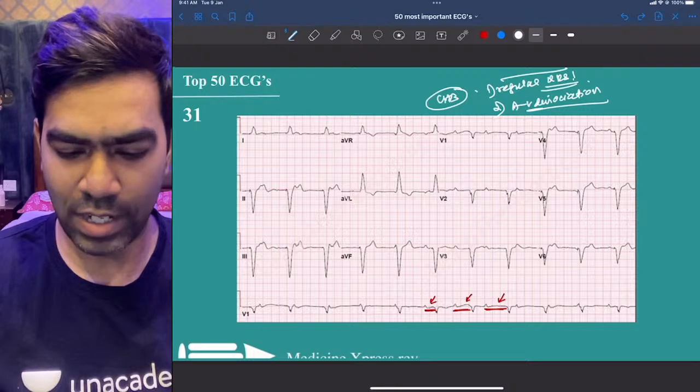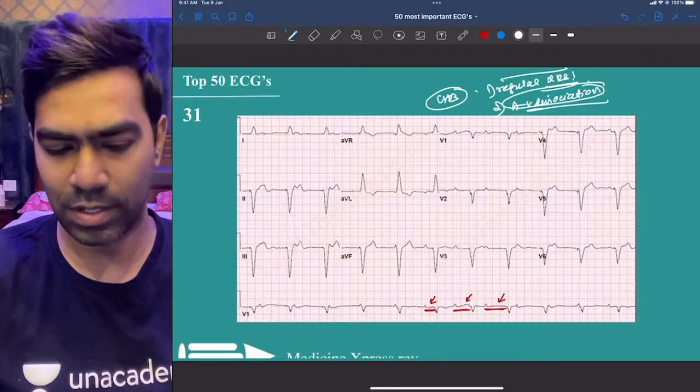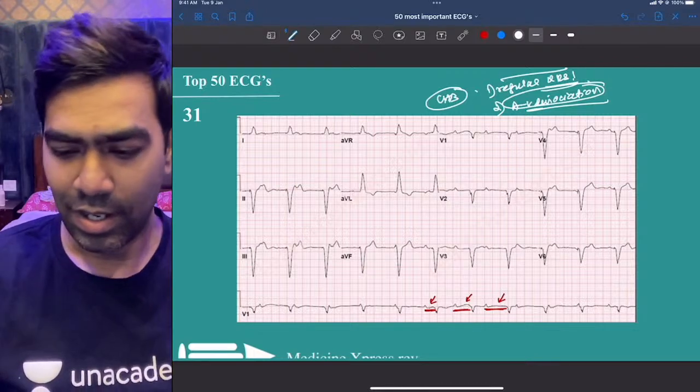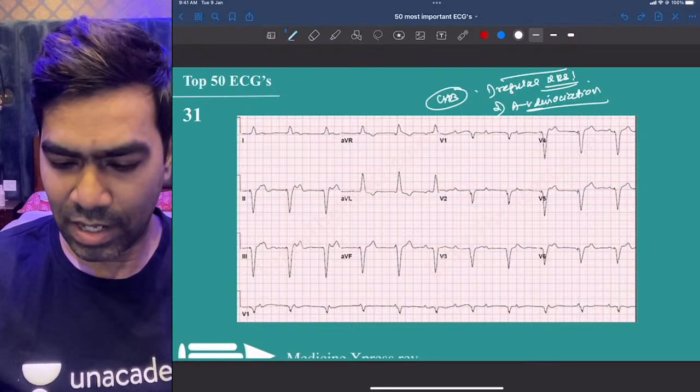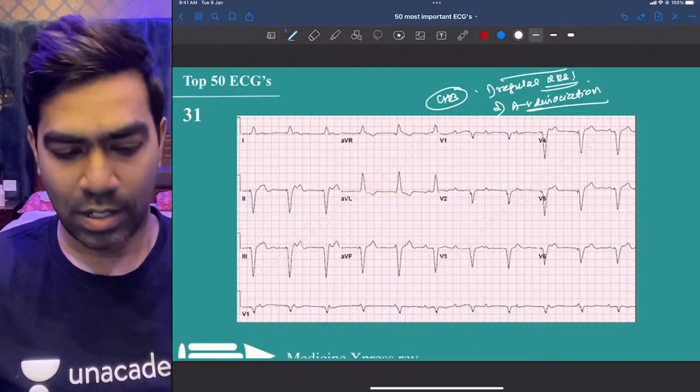You should not call it a missed beat, because there is absolutely no relationship between the P wave and the QRS complexes, and there will be significant AV dissociation, or atrioventricular dissociation. That is the reason I'm saying it is not Mobitz 1 or Mobitz 2. It is very likely to be a complete heart block.